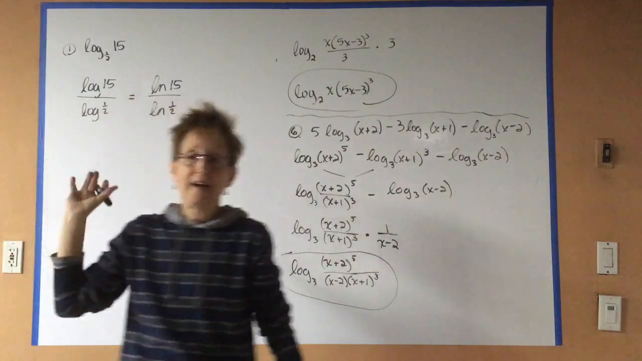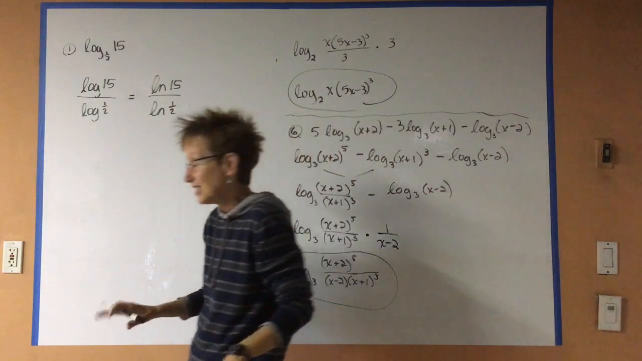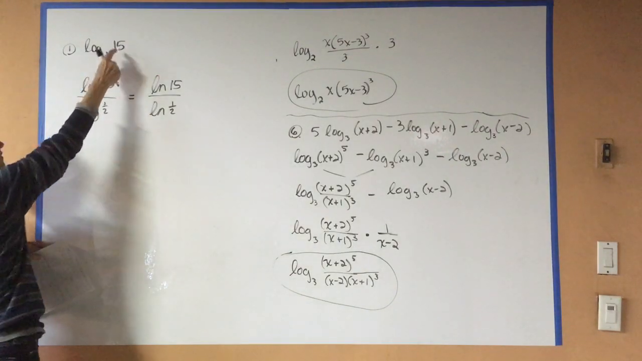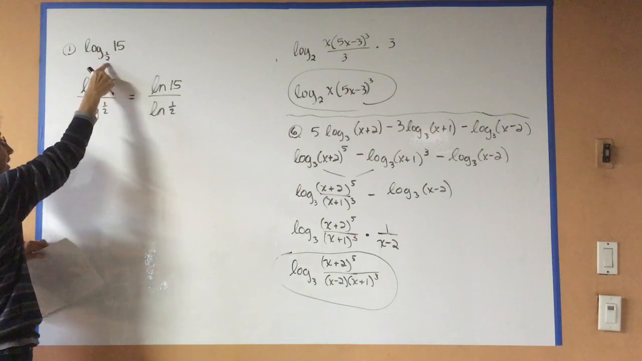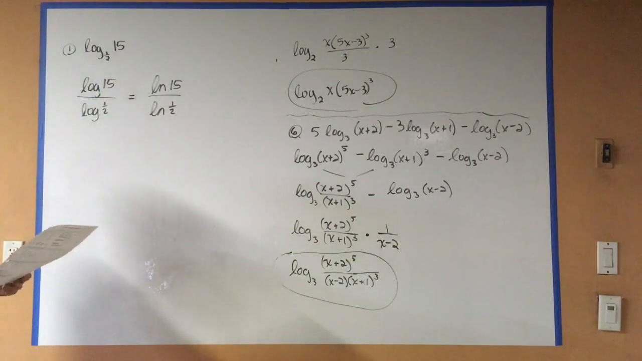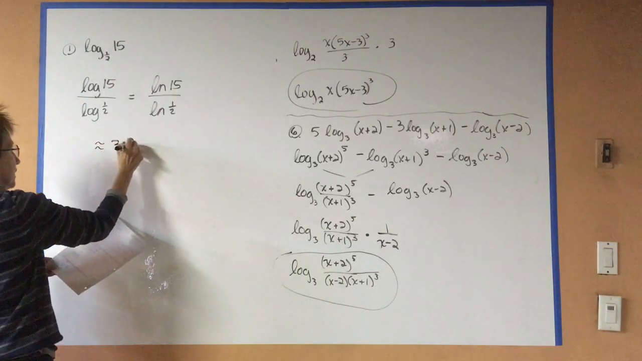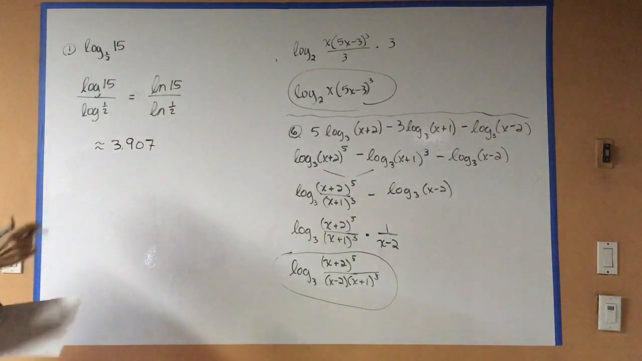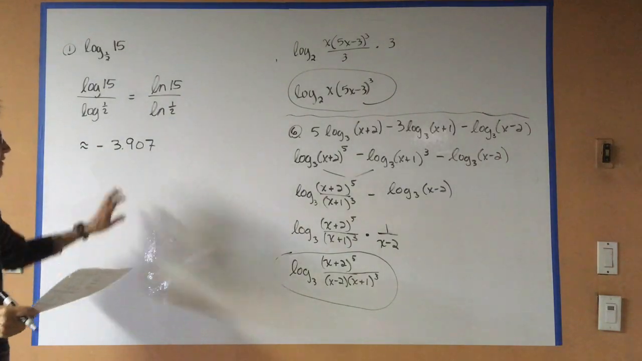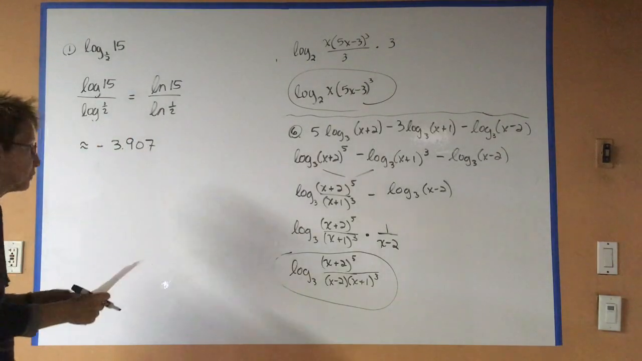Usually I have half the class use the LOG key, and the other half use the ln key, and we both get the same answer as long as we're consistent with how we rewrite this. If we use the LOG key, it's LOG of this guy over LOG of this guy. If we use the ln key, it's ln of 15 over ln of 1/2. Either way, when you put that into your calculator and round to 3 decimal places, it's approximately equal to negative 3.907. You should get the same answer no matter which way you do it, and it's your choice.